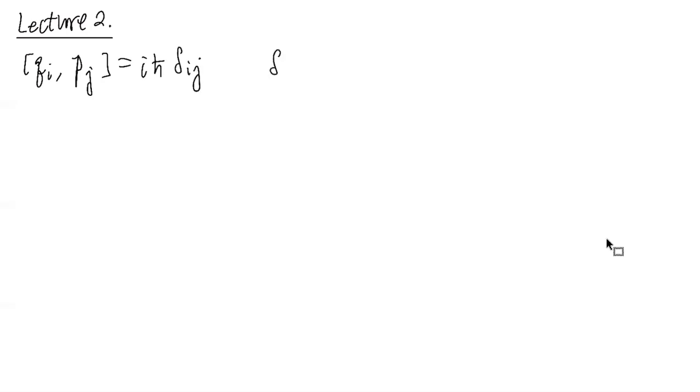So again, δij is defined as 1 or 0. If i is equal to j, then the delta function is 1. If i is not equal to j, then the delta function is 0. But the question is, what does Q really mean in quantum mechanics? What does P really mean in quantum mechanics?